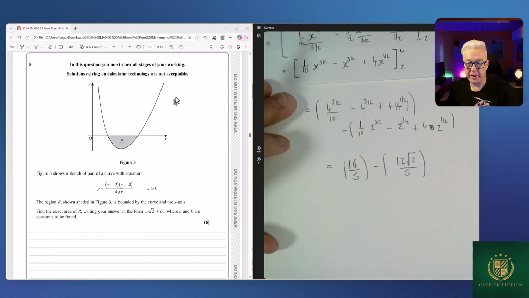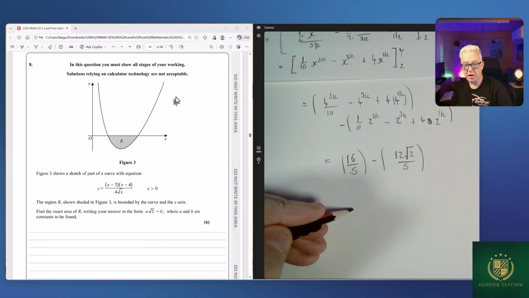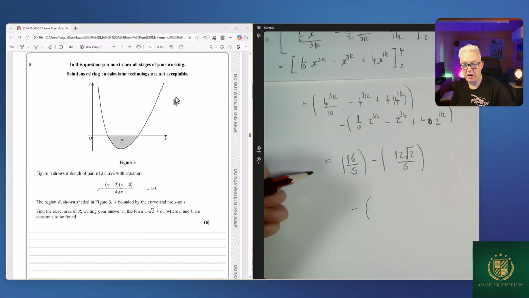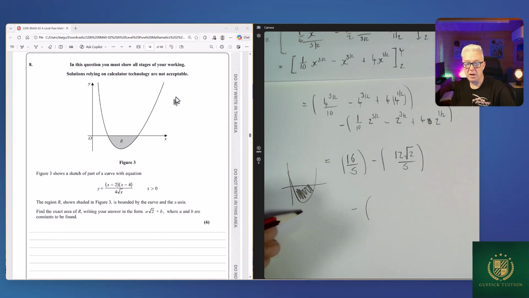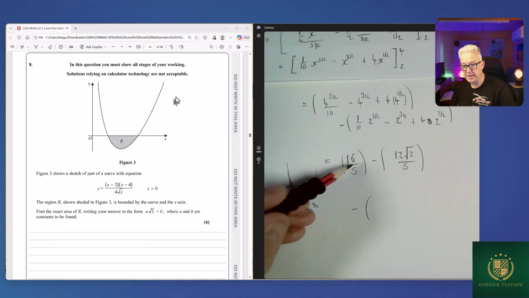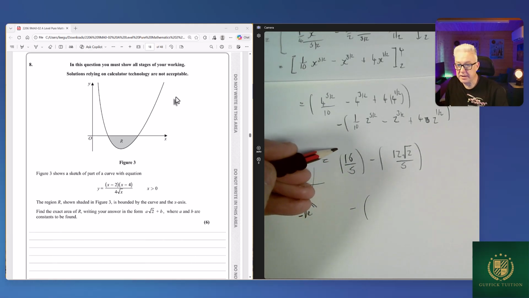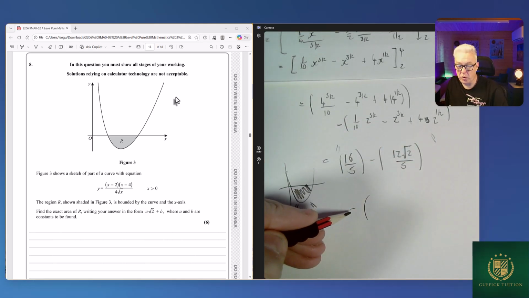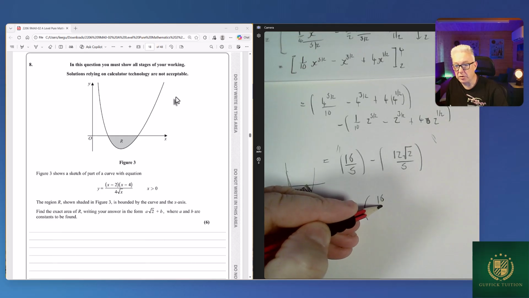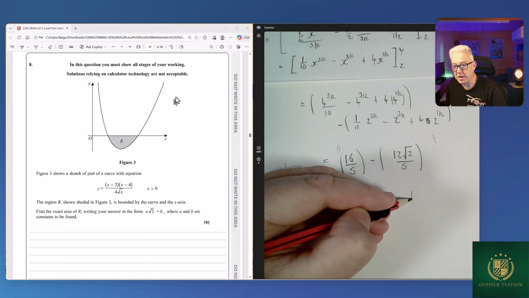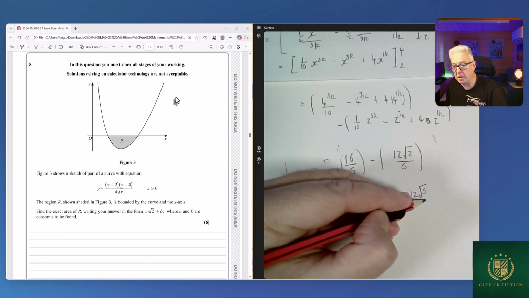There is just one little thing we need to be careful of. This answer that we've got is minus the answer that we're after. Remember, when you integrate a curve and you get the area below the axis, it gives you a negative answer. So this that we've got here is negative the answer that we actually want. In order to get the actual area, we've got to put a minus in front of it, because the area that we found is below the axis.